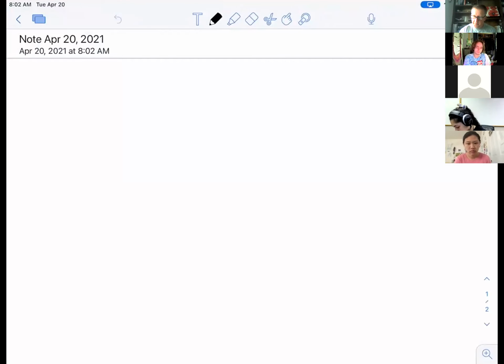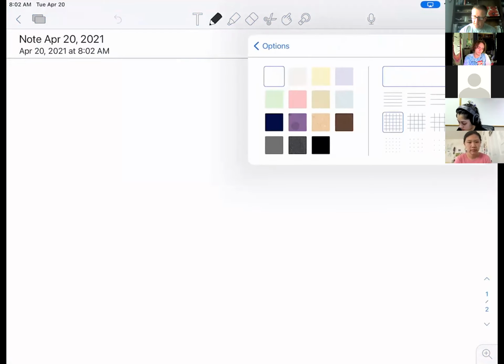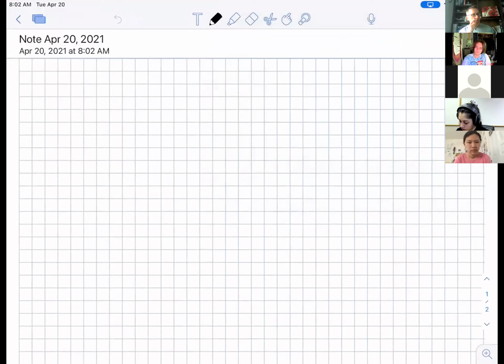Let's get a new piece of paper. Let's make it graph paper. I don't know why, it just seems like a cool thing to do.